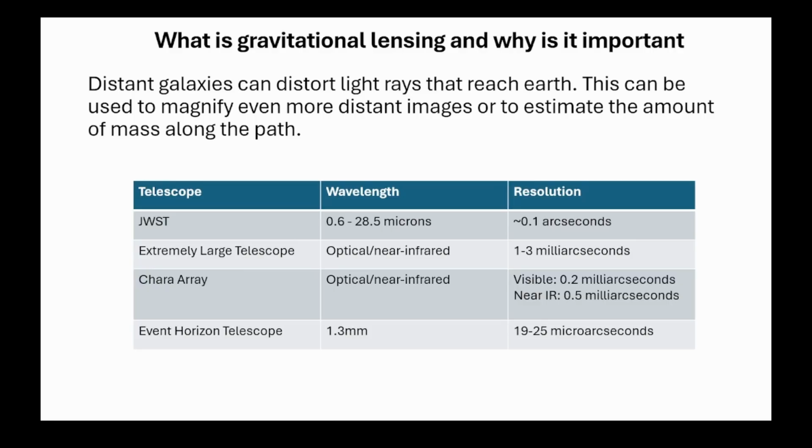And now we get to the Extremely Large Telescope, and these are going to be ground-based. We're looking at 1 to 3 milliarc seconds, which is crazy. The CHARA array is even smaller than that, and then the Event Horizon Telescope is, I don't even know how to quantify how small that is, but it is beyond teeny weeny.